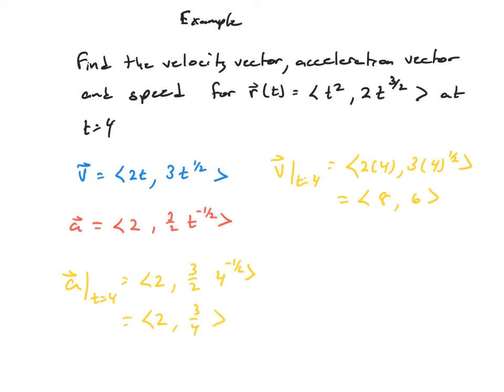The only other thing they want us to do is the speed. Well, in this case, our speed is going to be the magnitude of our velocity vector. So if I'm working at t equals 4, I know that the magnitude of v of 4 is going to be the square root of 8 squared plus 6 squared, which, if you remember from your Pythagorean triples, that's going to be 10. So that would be the speed of this object, whatever the units are, though.